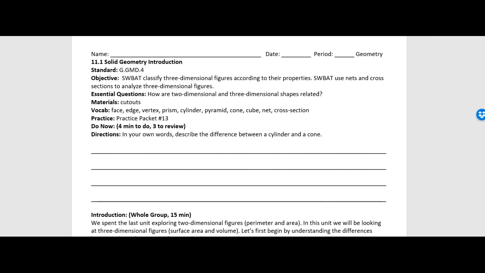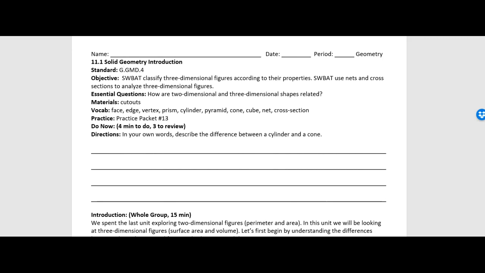We're actually starting a new unit today, and we're going to focus on solids. So in our previous unit, we focused on two-dimensional figures, finding areas, perimeters, stuff like that. In this unit, we're going to focus on three-dimensional figures. We are going to be working with volume, and we may work with surface area a little bit as well.